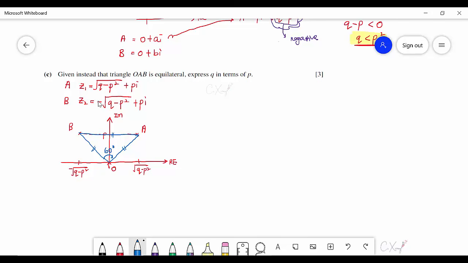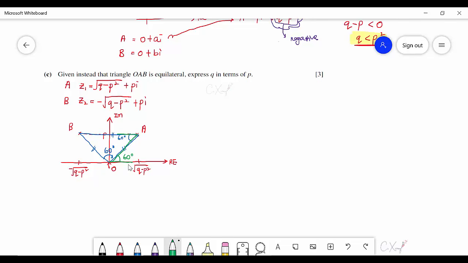Because of this is also 60, according to the rules that we learned before, some basic properties. Can you see the Z here? This line and the real axis are parallel, so it also makes us know that this angle itself is 60 degrees. So this is the information that we can get from the question.